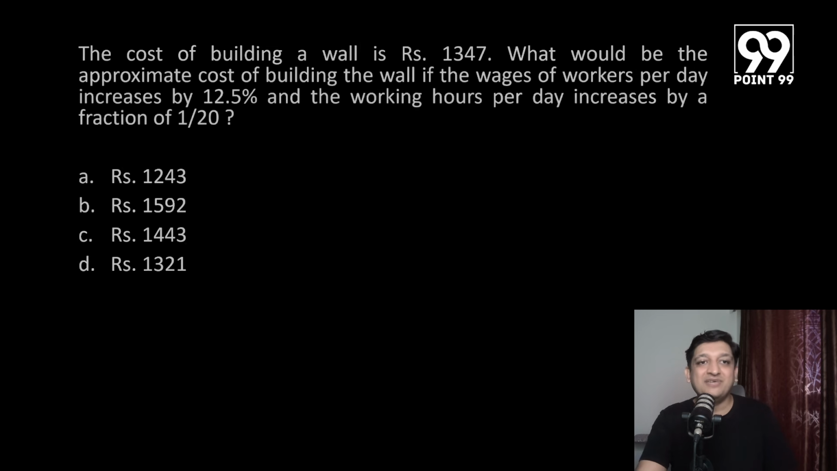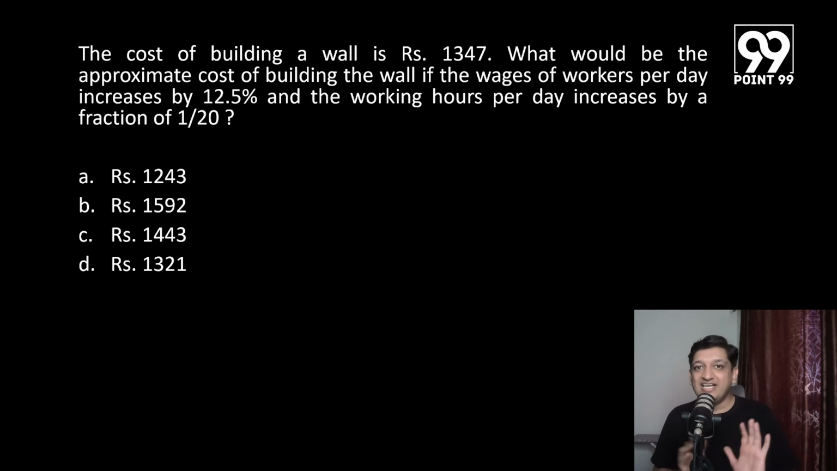Let's move on to the next question now. If you look at this question, again, there is a very elegant way to solve this. So try this out and then have a look at the solution that will follow. The cost of building a wall is 1347 rupees, some awkward value. What would be the approximate cost? Again, a very big red flag. Approximate cost. I will run away from these questions, but I will not run away from this question.